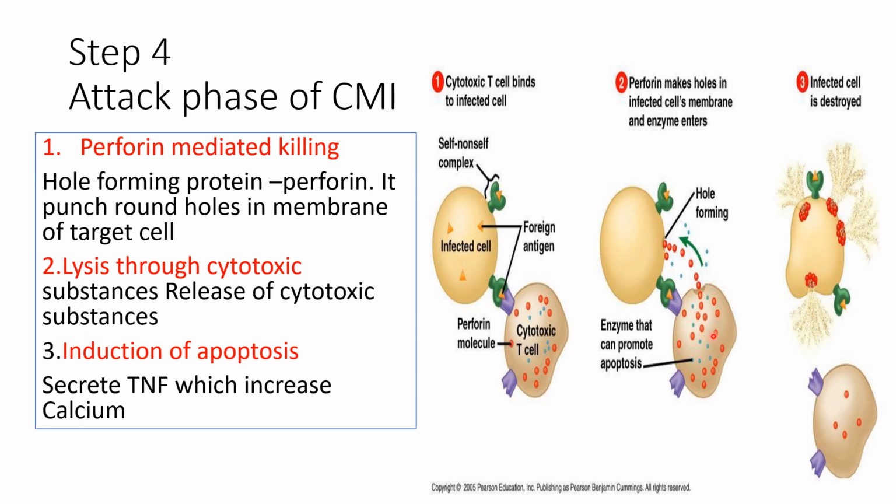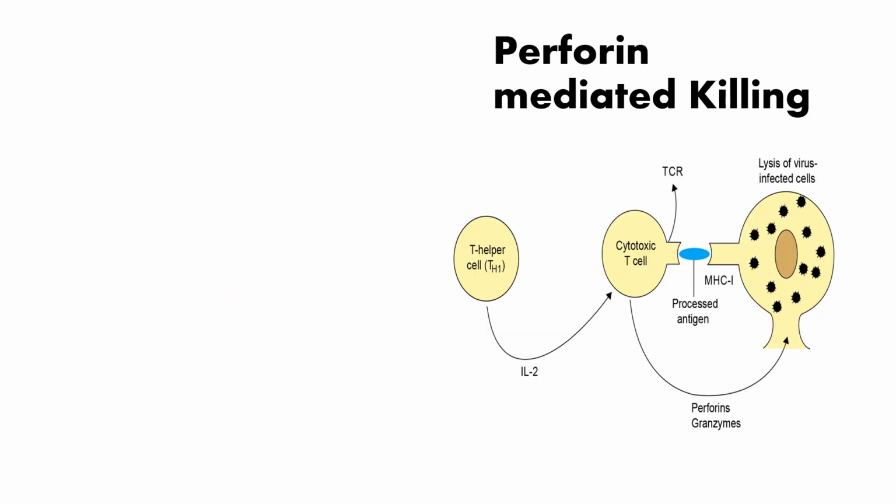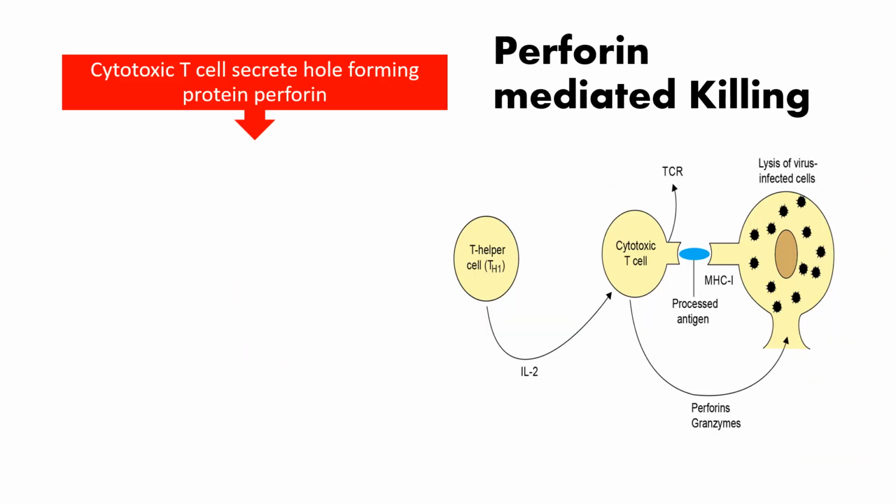The second can be the lysis through the cytotoxic substances after binding to the target cell, and third, it can be an induction of apoptosis, where the cytotoxic T cells secrete the tumor necrosis factor which causes the process of apoptosis.